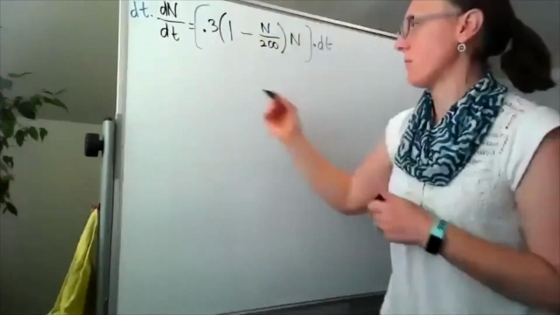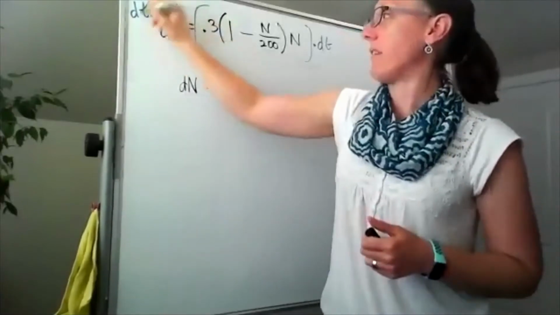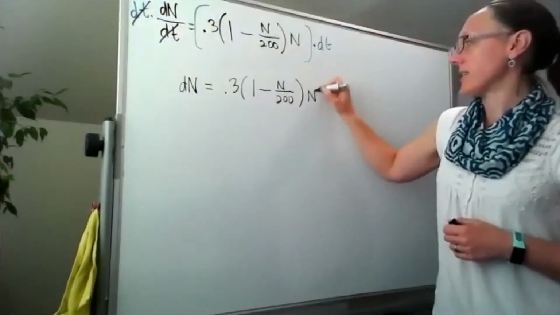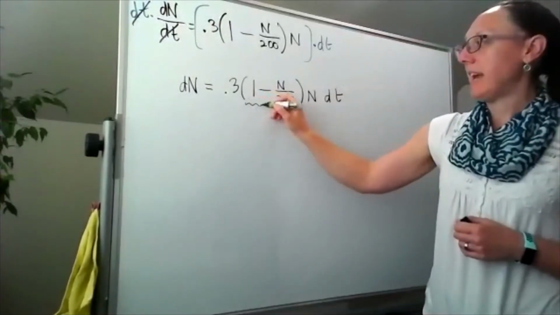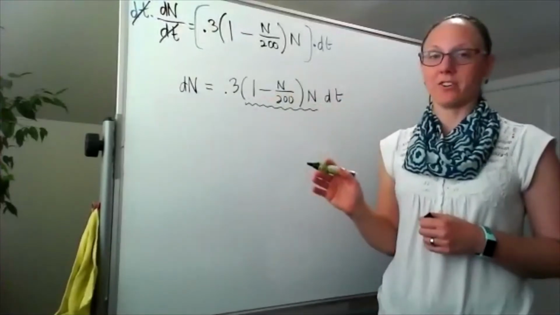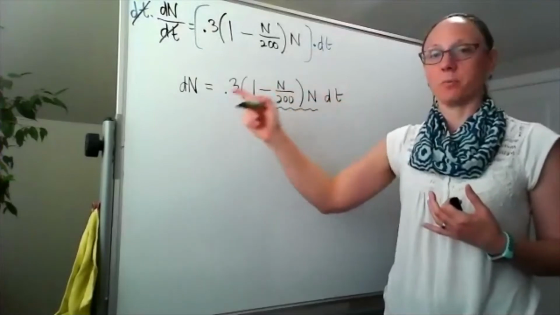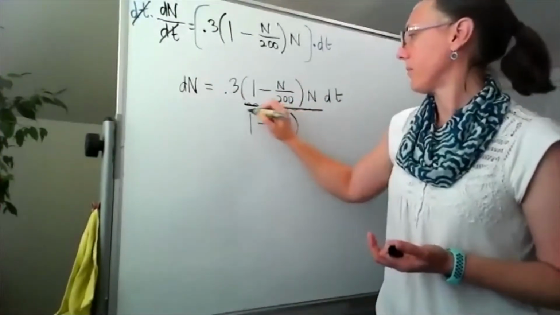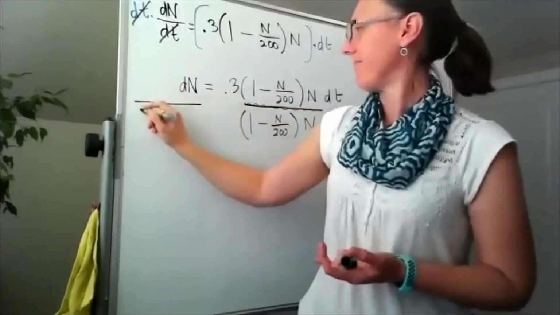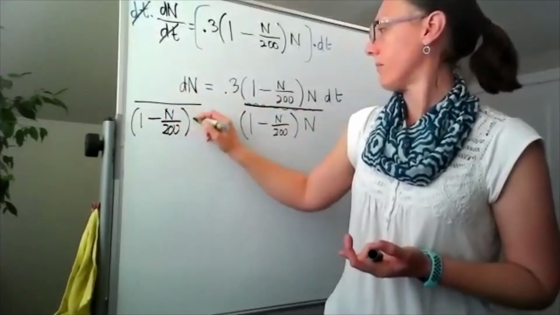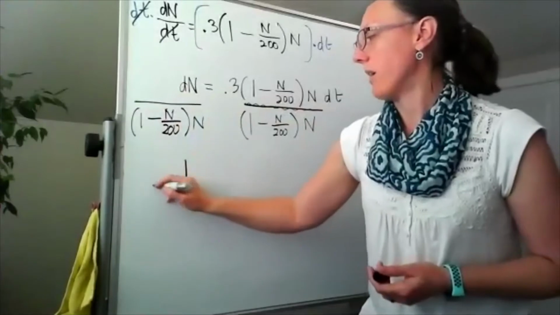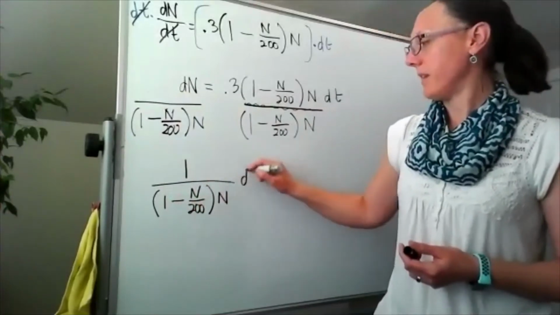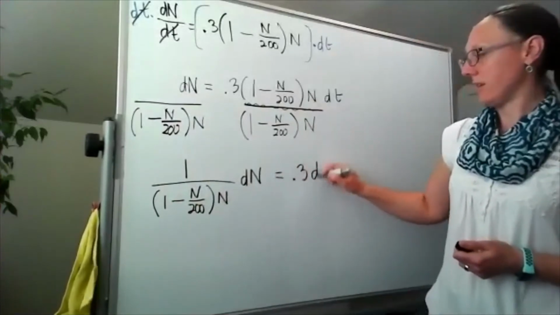And I'm going to write this in 2 steps. So right now we've canceled out our dt's, so I've got dN is equal to 0.3 times (1 minus N over 200) times N dt. And this whole part I'm going to need to take over to the other side. Well, I can't add or subtract it because all of these things are being multiplied together, so I'm going to divide it. What I'm left with now is 1 over (1 minus N over 200) times N dN is equal to 0.3 dt.